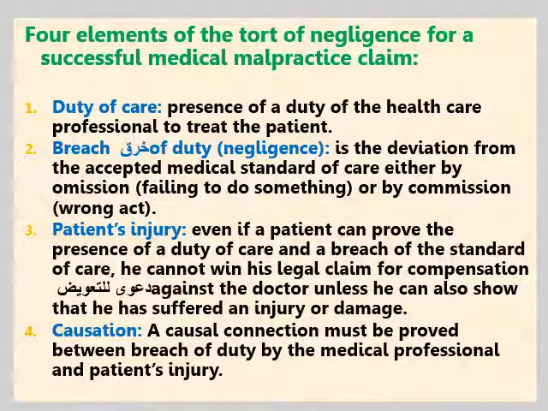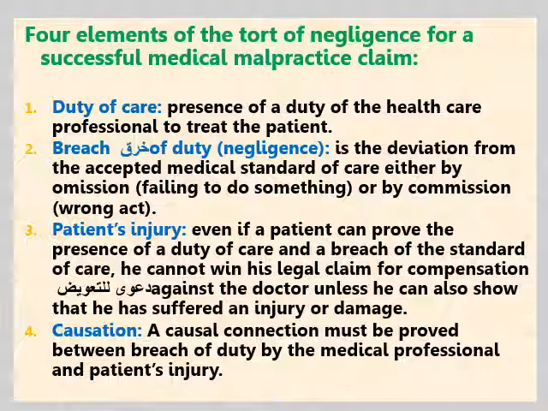There are 4 elements of tort of negligence or malpractice. This means there must be 4 points which occur connected to each other. At this moment, the patient can sue you as a doctor with malpractice. So what are these elements? The first is what we call a duty of care. You are in duty to treat that patient.